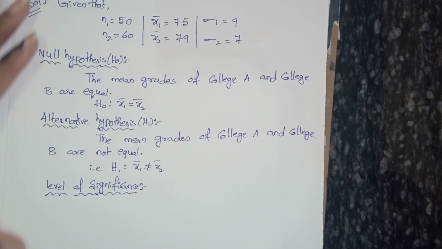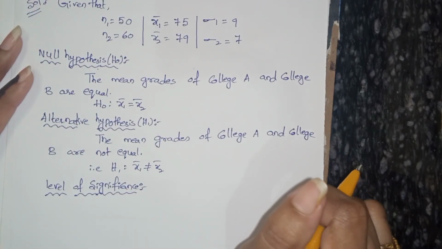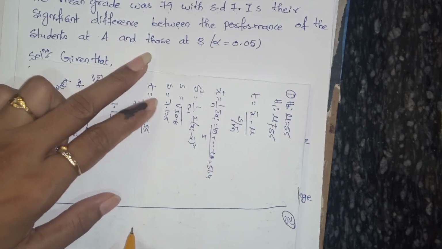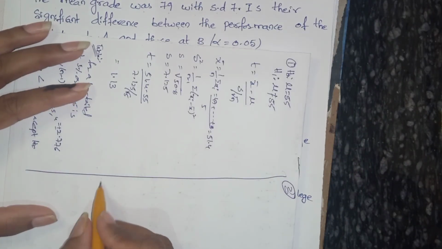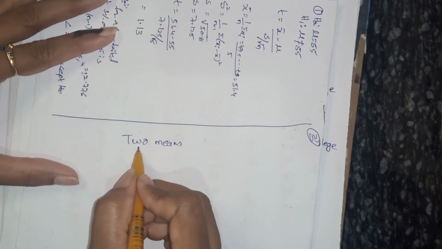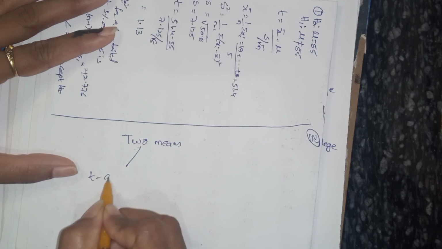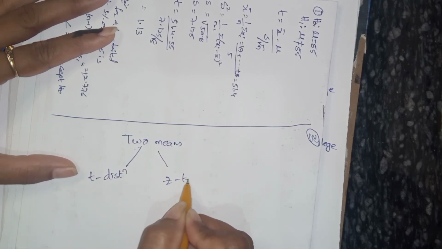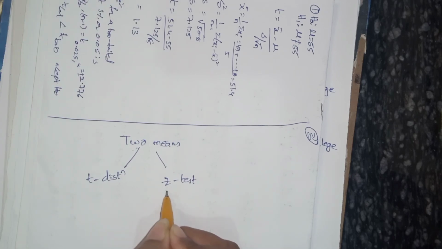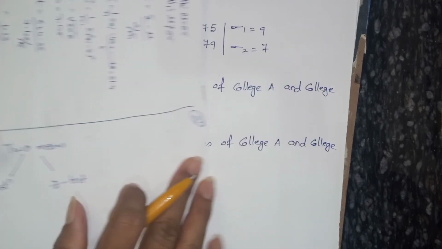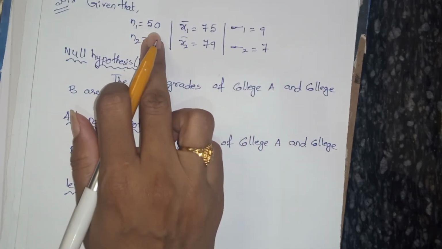So here which test we have to use? See, there are two methods. Here they are asking us to test the two means they have given. In order to test the two means, we have the t distribution and also the z test, that means normal distribution. So which test we have to use? It depends on the sample size. If you look here, the sample size is 50 and 60.